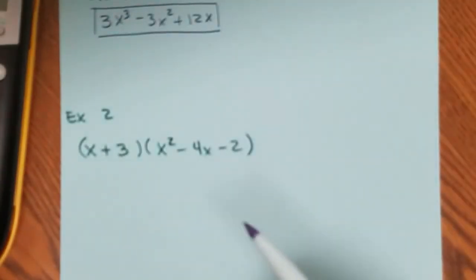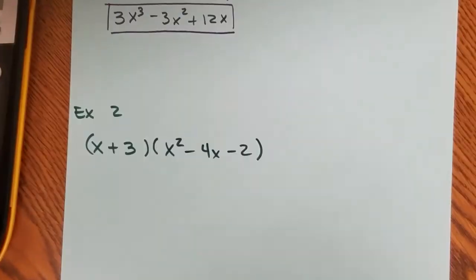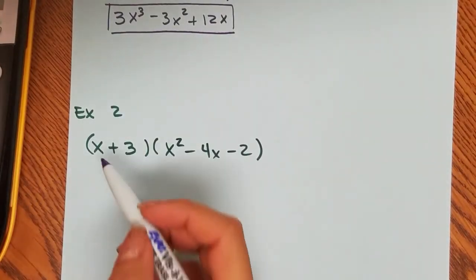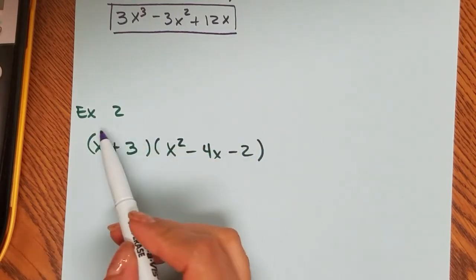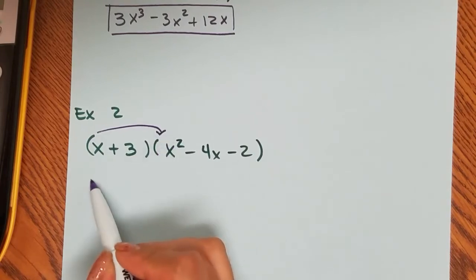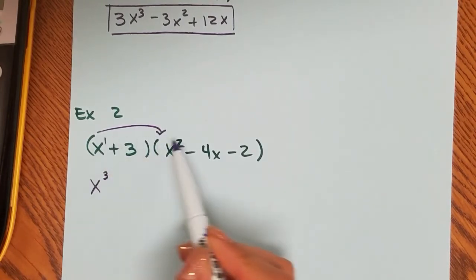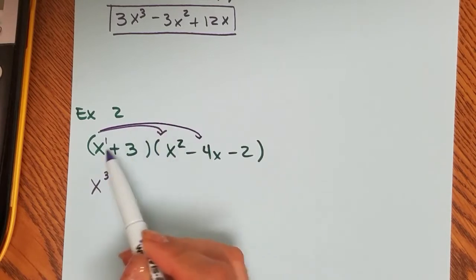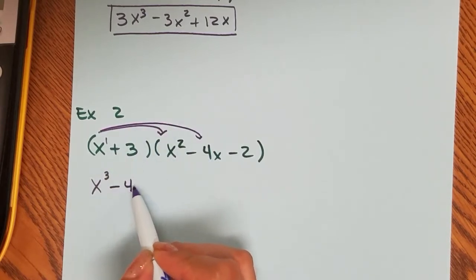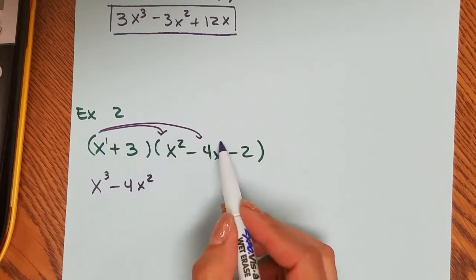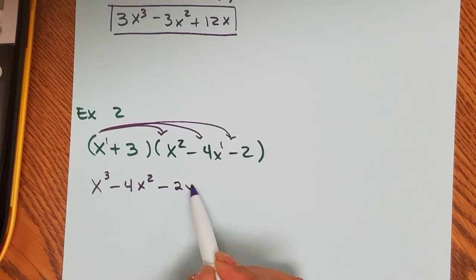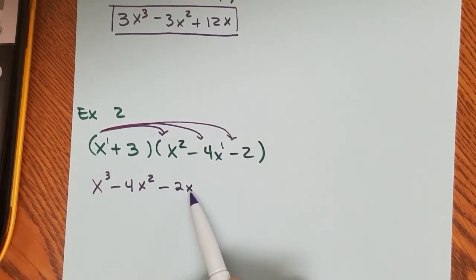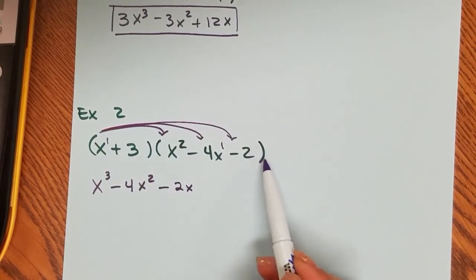Our next example is where you're going to have to FOIL. You always want to start with the first term on the left and then distribute it to everything inside the other polynomial that you have. So x times x is going to give you x cubed. 1 plus 2 is 3. x times negative 4x is negative 4x squared. 1 plus 1 is 2. x times negative 2 is going to give you negative 2x. Remember that x always has to come down if there's no variable over here.